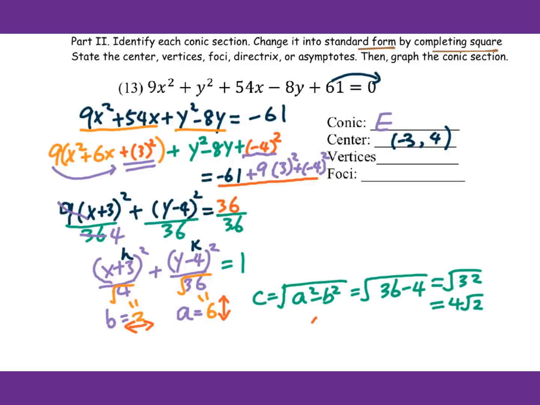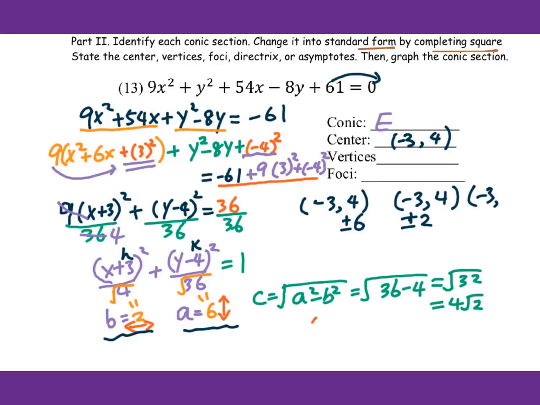Simplify, it is 4 square root of 2. Therefore, for the vertices, I have a center negative 3, 4. For the A part, you add or subtract 6 to the y coordinate because it's vertical. Then we have negative 3, 4. You plus or minus 2 for this B to the x coordinate. I have negative 3, 4. For the C, always follow A, that's vertical. So we add or subtract 4 square root of 2.